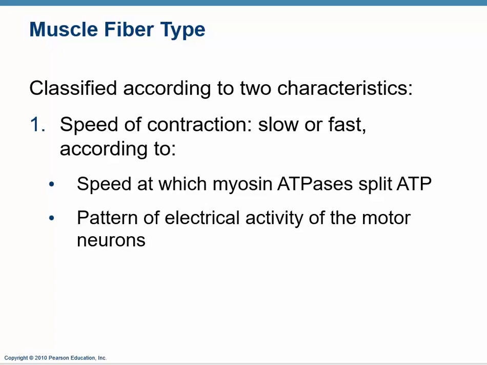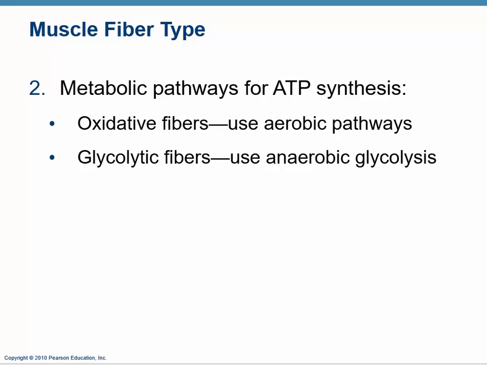If it's a fast process, then it will be faster. So we have fast and slow, right? The other way is the metabolic pathways. How do you make ATP? Oxidative pathways, the aerobic pathways, use oxygen, and they're relatively slow because there's a lot of steps. But they make a lot of ATP, so there's more endurance in them.